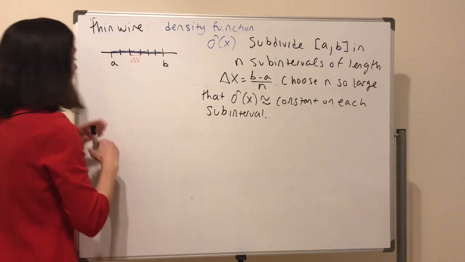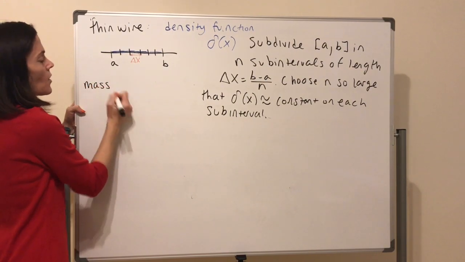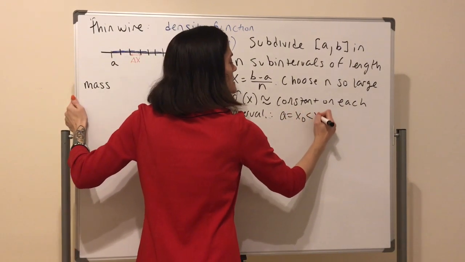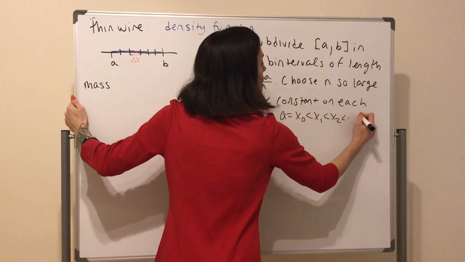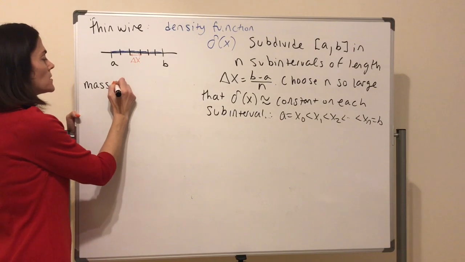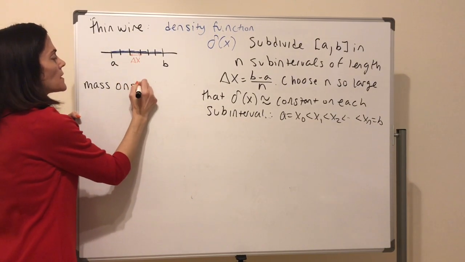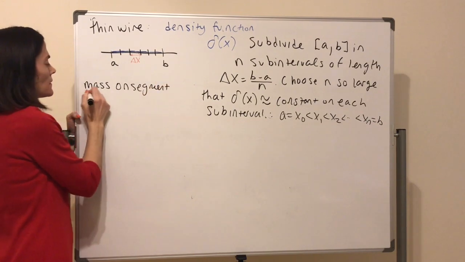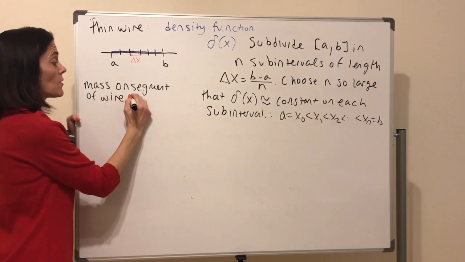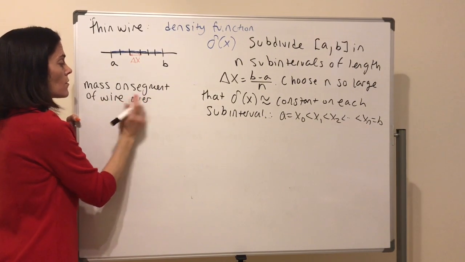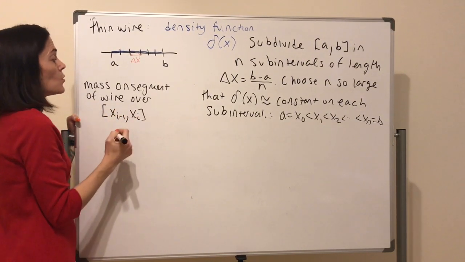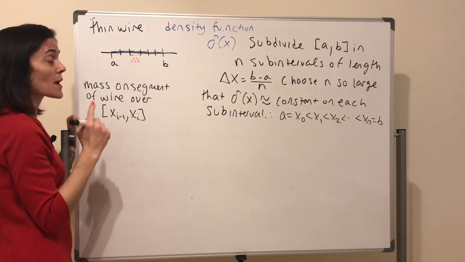So if we want the mass, maybe I should have my partition. So we have A is x0 less than x1 less than x2 all the way out to xn, which is B, okay? And if I want the mass on this segment of wire that lies on this subinterval, xi minus 1 to xi, well, the density is approximately constant.